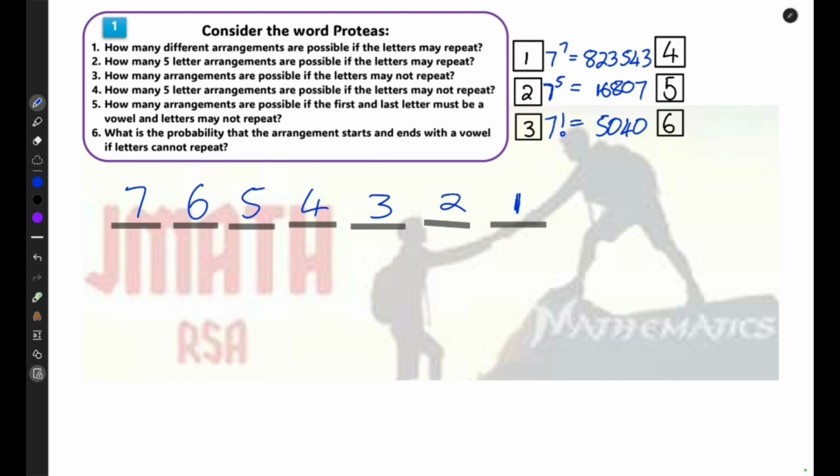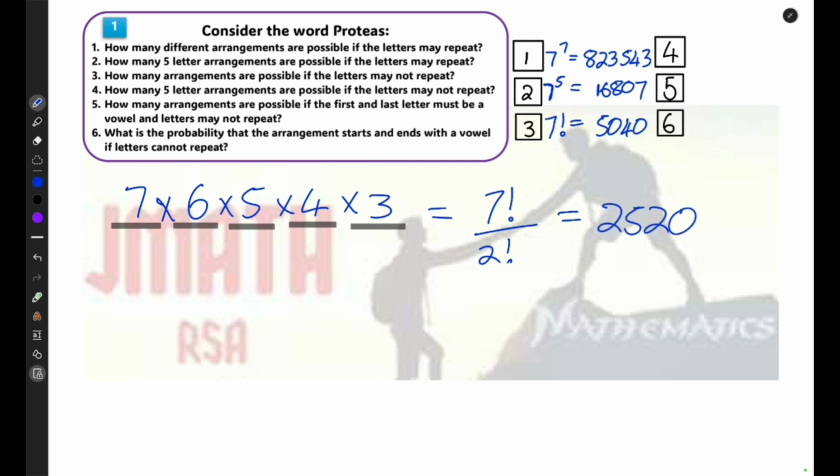Now they're telling me how many 5-letter arrangements are possible if the letters may not be repeated. So I'm just taking those 2 away. So remember, I can write that as 7 factorial divided by the ones I do not use, or you can just say it is all of those just multiplied. It means exactly the same thing, and the answer would be 2,520 different options for that scenario.